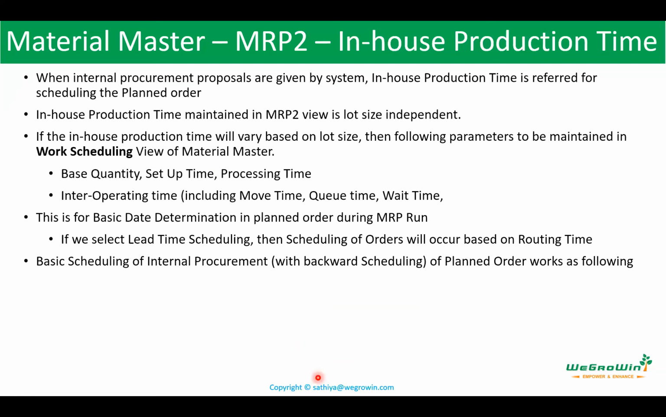If it is an in-house production item, the system will consider the in-house production time for the planned orders. This is in the MRP 2 view, which is lot size independent. It is irrespective of my lot size, whether it is 500 or 1000 or 2000, we consider it. So here I take the average lot size of the material which I am producing. Normally I'm producing 1000 numbers, so considering that, I put the in-house production time.